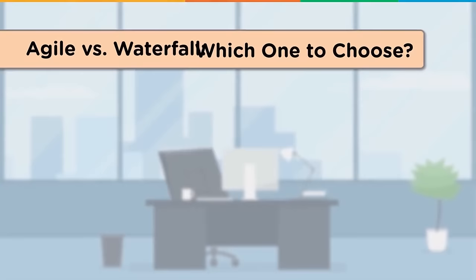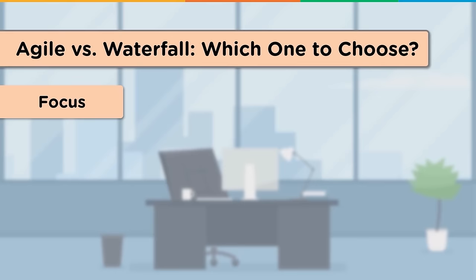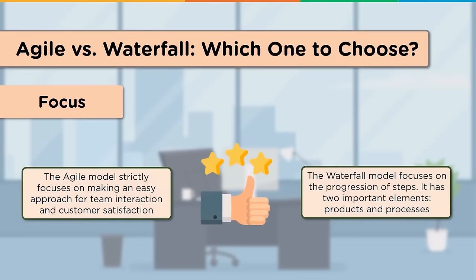The next aspect we will see is focus. That means what the agile or waterfall model exactly focuses on. So, agile model focuses on customer satisfaction and performs the steps with their respective inputs, making the entire process customer-centric. Whereas, the waterfall model strictly focuses on the steps in the process and rigidly follows the sequence. It just focuses on completing the project at the end of the sequential process.